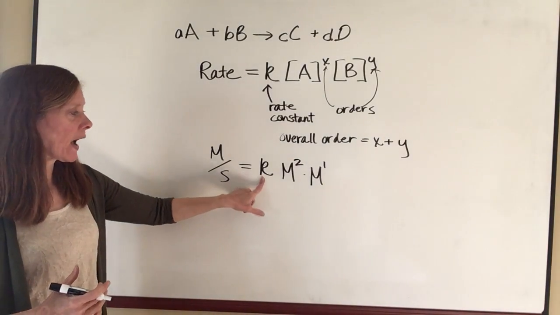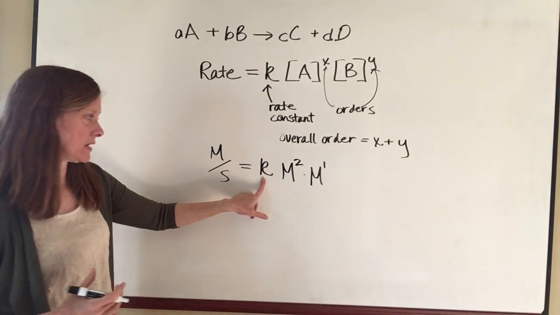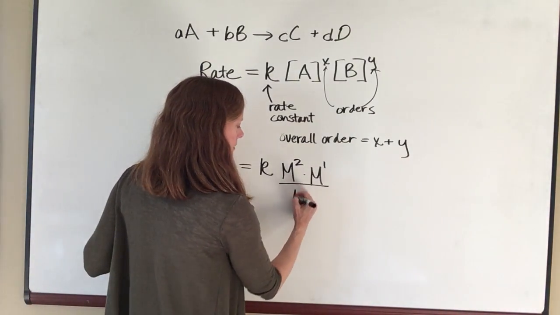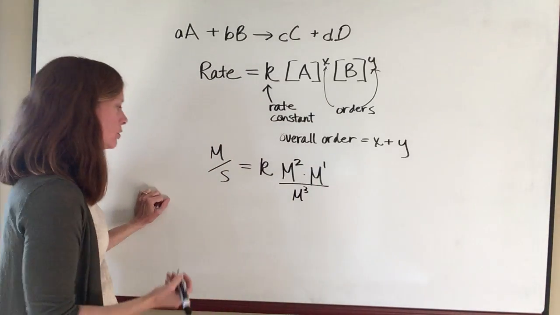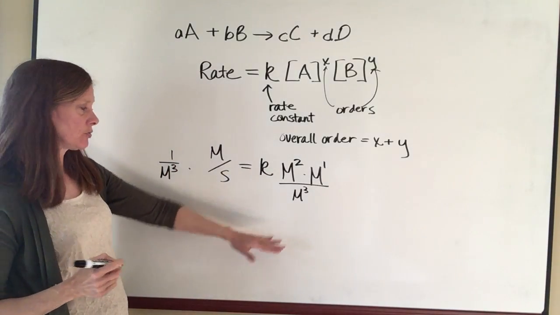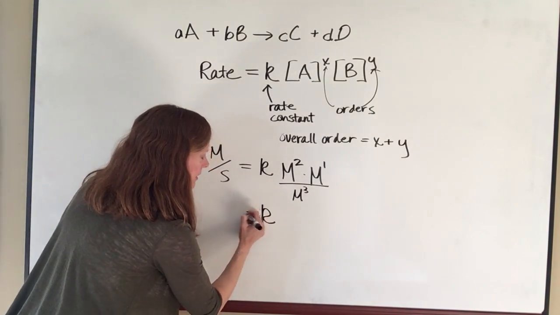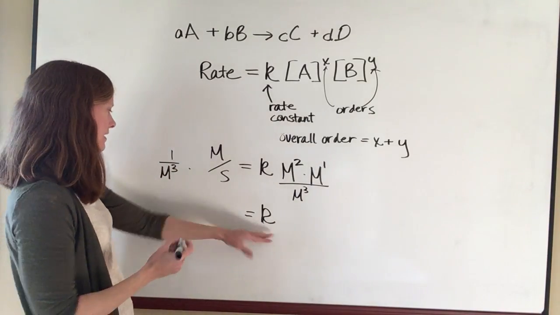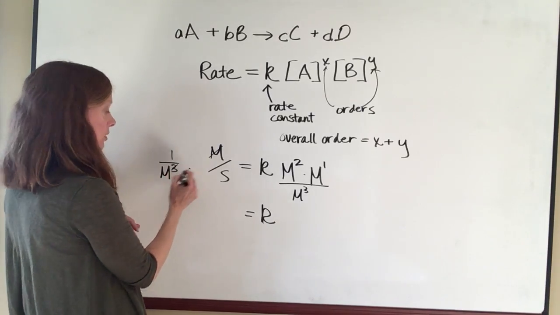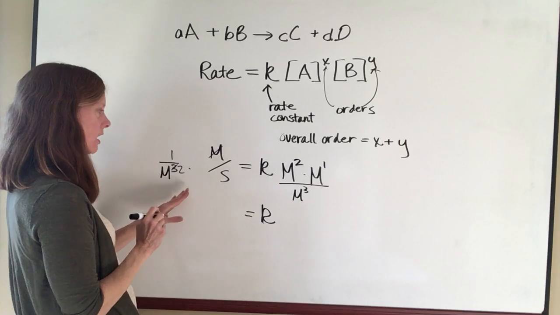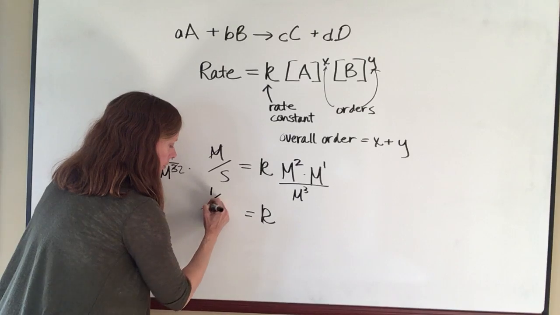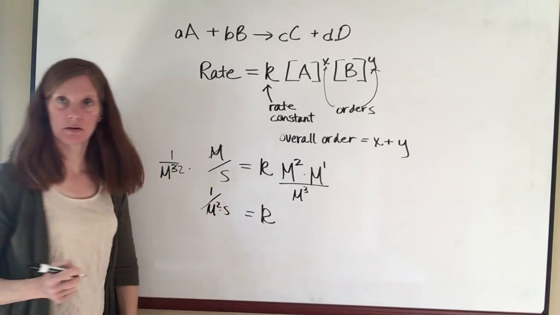In order to figure out what the units on this k would be, I'm going to divide both sides by molarity cubed so that I can cancel these units out. So now what I'm going to have is the rate constant on this side. This molarity will cancel out with one of these molarities, leaving me 2 behind. So therefore, the units on my rate constant are going to be 1 over molarity squared seconds. Okay?